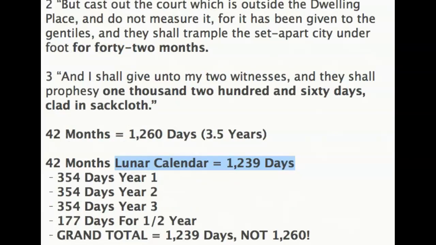However, mathematically speaking, 42 months in the lunar calendar would be 1,239 days and not 1,260. You can do the math on your own to see, because 354 days makes up a lunar year, which would make up year 1, 354 to make up year 2, 354 to make up year 3, and then half of that, 177 for the half year, for 3.5 years. So if you add these numbers up, you get a grand total of 1,239 days and not the 1,260.